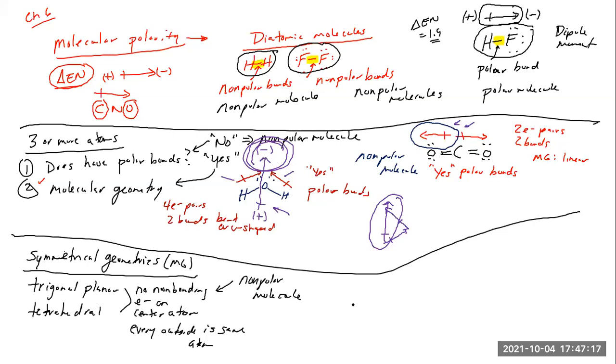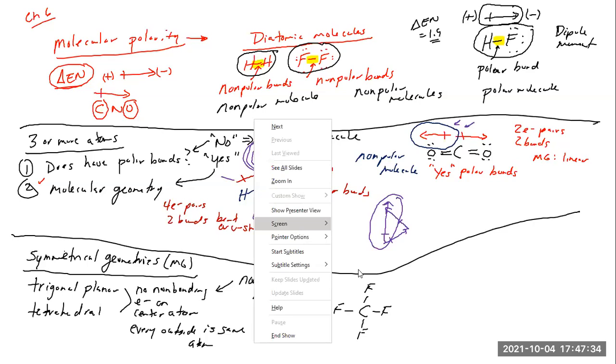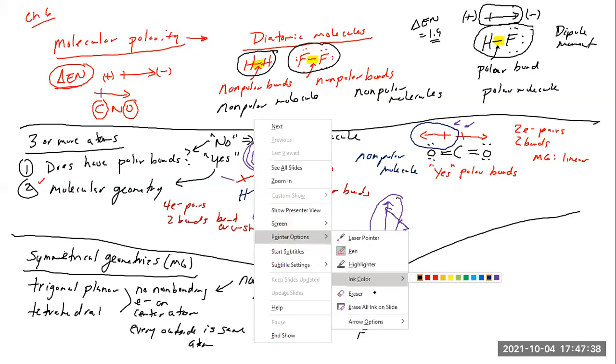So for example, if we draw this one here and we look at it, between carbon and fluorine, fluorine is more electronegative. And we would have definitely polar bonds in this case.